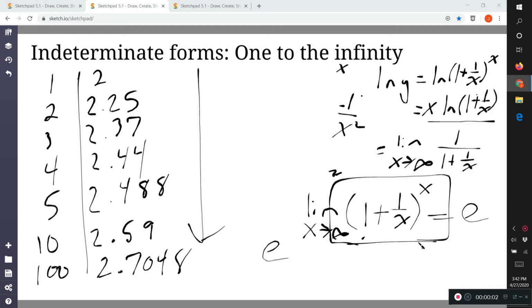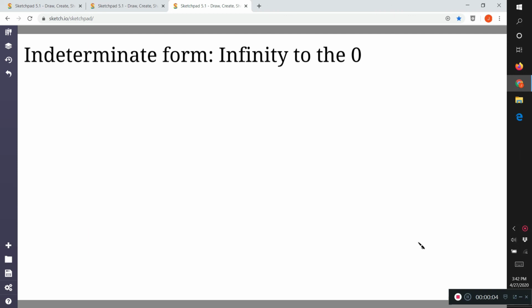All right, on to the last example. Indeterminate form infinity to the 0. So here we're going to do a pretty straightforward one. The limit as x goes to infinity of x to the 1 over x. So if we plug infinity into the base, we get infinity. Into the exponent, we get 0.